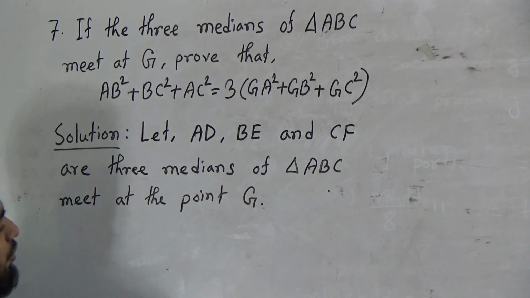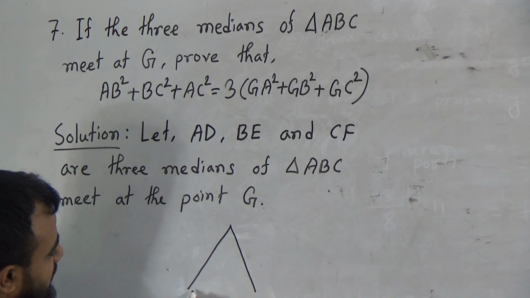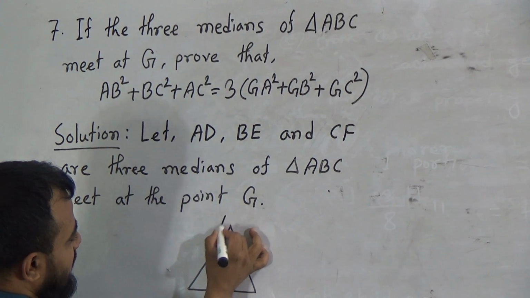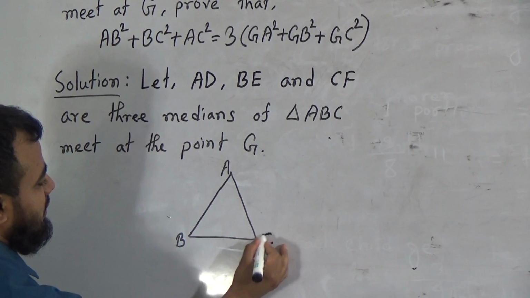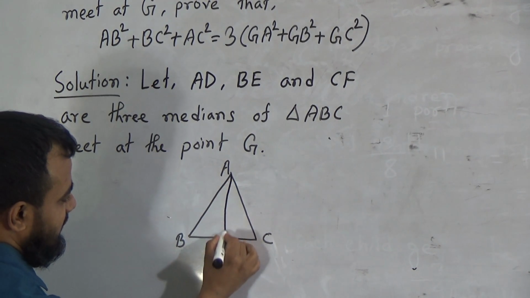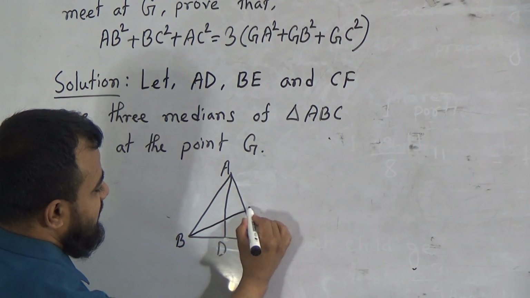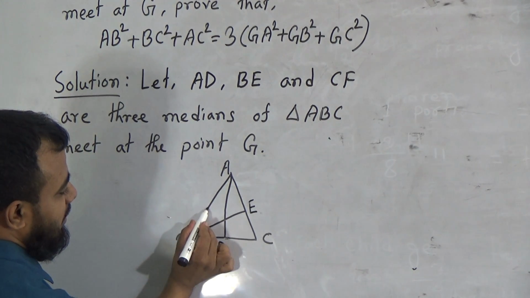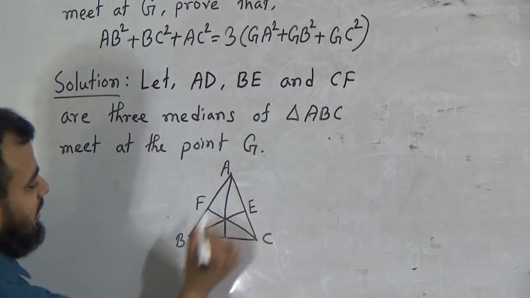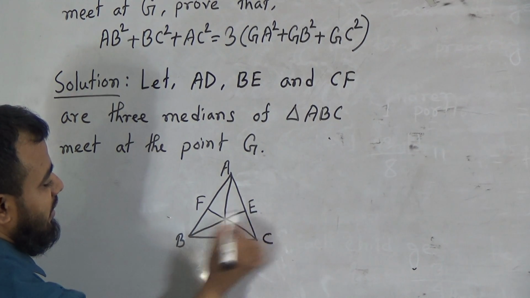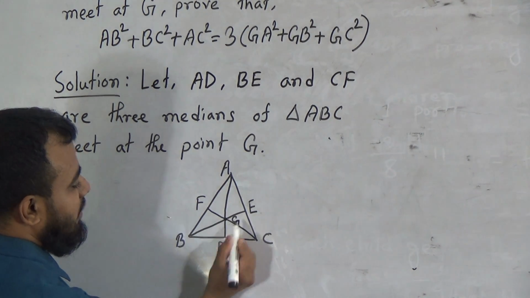Okay, what will the figure be? The figure will be like this. Suppose this is our triangle ABC, and we let the medians be AD, BE and CF. These three medians AD, BE and CF will meet at the point G. This point is the point G, my dear students.